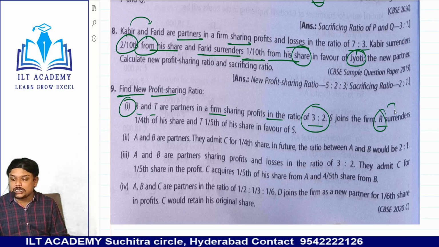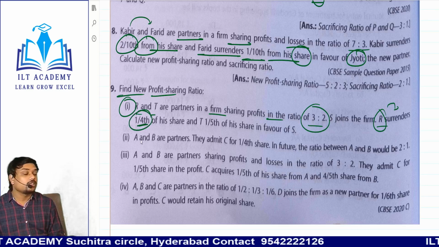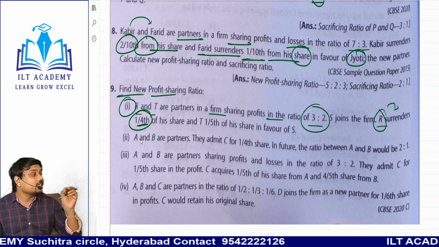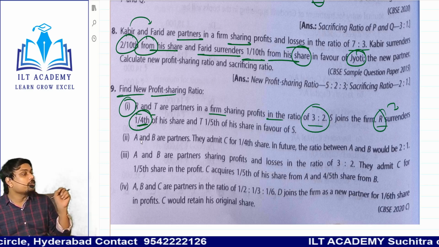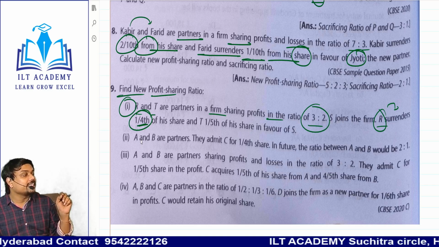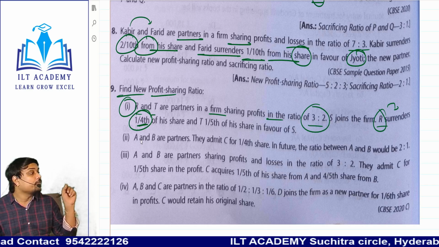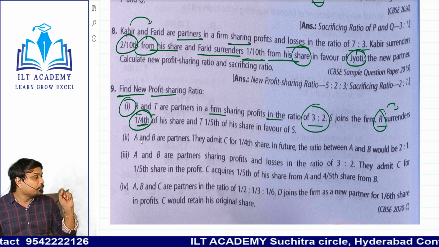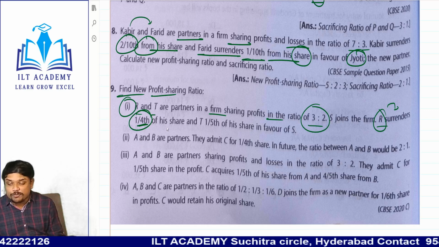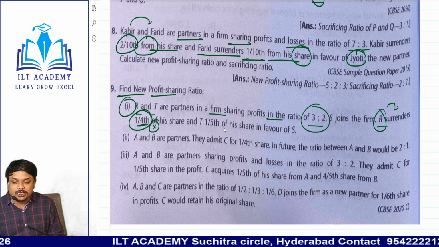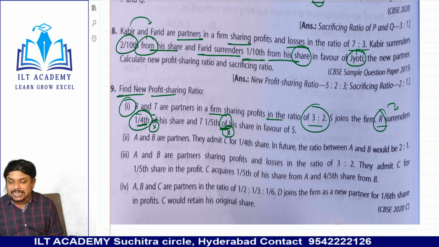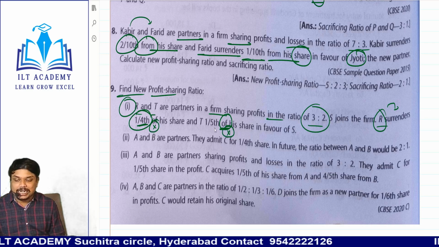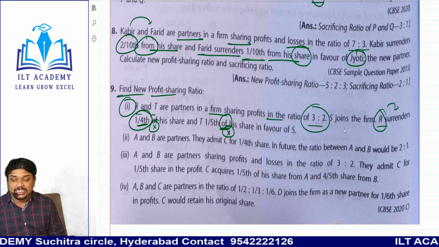नाउ R सरेंडर्स हाउ मच, 1/4. ये लेटर पर कितना केयरफुल रहना. ऑफ मीन्स व्हाट, मल्टीप्लिकेशन. फ्रॉम मीन्स व्हाट, सब्ट्रैक्शन. वो बहुत केयरफुल रहना. 1/5 ऑफ हिज शेयर, ये भी मल्टीप्लिकेशन सिंबल. R सरेंडर्स 1/4 ऑफ हिज शेयर एंड T सरेंडर्स 1/5 ऑफ हिज शेयर.